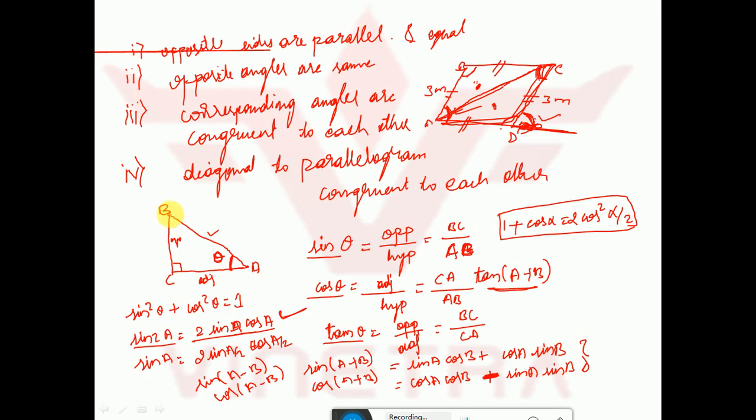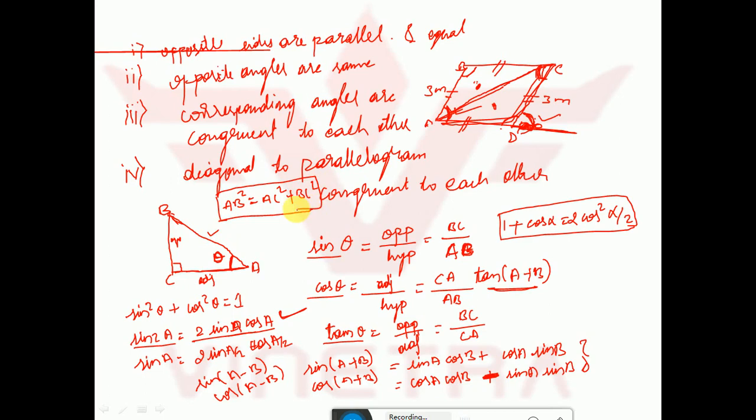Apart from that, let us see what the Pythagoras theorem is. In 10th standard we might have read about this Pythagoras theorem. For a right angle triangle, hypotenuse square, that is AB square, is equal to AC square plus BC square. This is the value we have from our Pythagoras theorem.